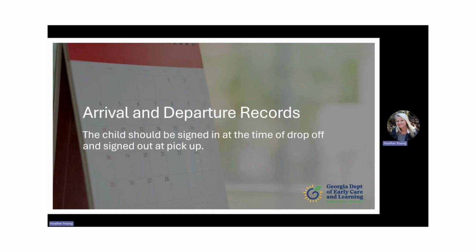The child should be signed in at the time of drop-off and signed out at pickup. This should not be done at the end of the week, not at the end of the month, and not when audits asks for the records. That would be fraudulent activity in which the record could be altered later to match billing. Later in the presentation, we will look at some ideas on ways to ensure that parents are signing their children in and out.